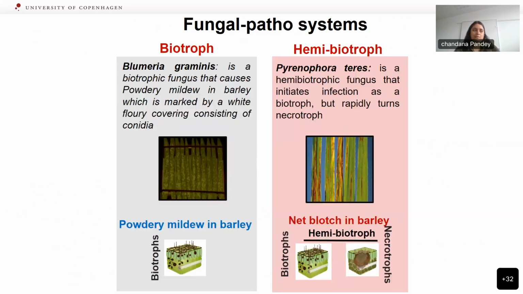So first comes the introduction, which pathogens I am working with. These are the two different pathogens which are very responsive to the barley cultivar. The first one is the barley biotroph, and the second one is the hemibiotroph. The biotroph is Blumeria graminis, very well known, and it causes the powdery mildew disease. And the second one is net blotch disease, caused by Pyrenophora teres.